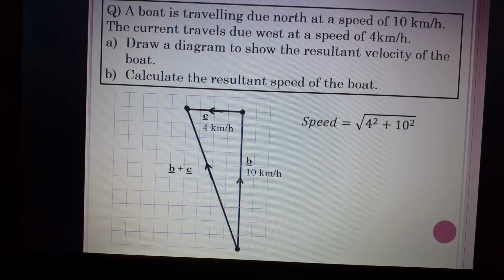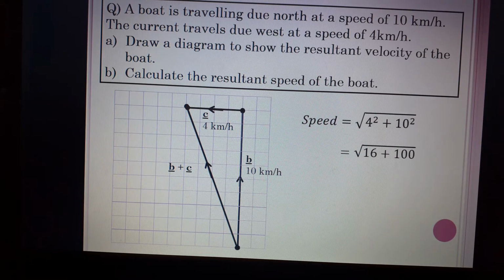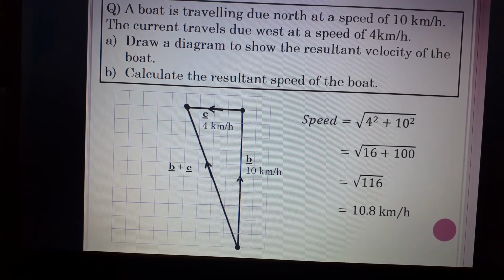Okay, so calculate the resultant speed of the boat. You can see here we've created a right angle triangle, so we will simply use Pythagoras. We square these two numbers and we add them together because we're finding the longest side in Pythagoras' theorem. And then we square root them at the end. So we end up with 116 and square root of that, 10.8 kilometres per hour. Okay, so that's a practical problem there.